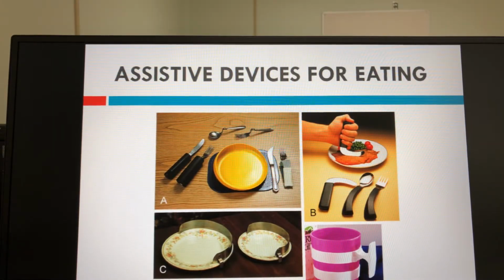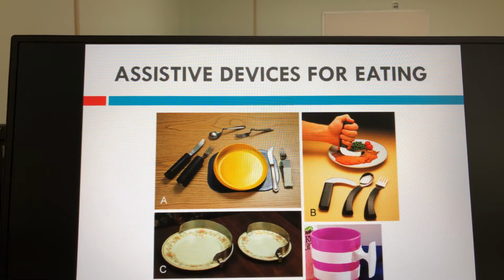So they talk about using assistive devices to help them eat. And they get evaluated by, again, PT, OT, speech. All these people are involved. And as it has been said several times, this really requires a team approach.